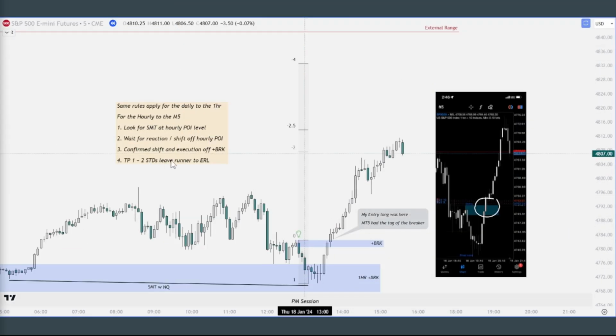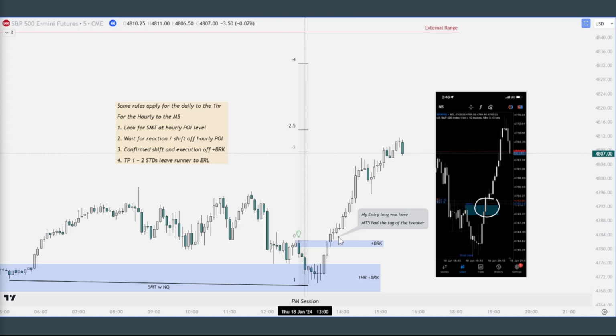I listed here on the left the rules that apply from the daily to the 1 hour, and from the hourly to the M5. One, you look for SMT at the hourly POI level. Two, you wait for a reaction and shift off of that hourly POI, which is what we got here, a closure above. And then you want the confirmed shift and execution off of the breaker.